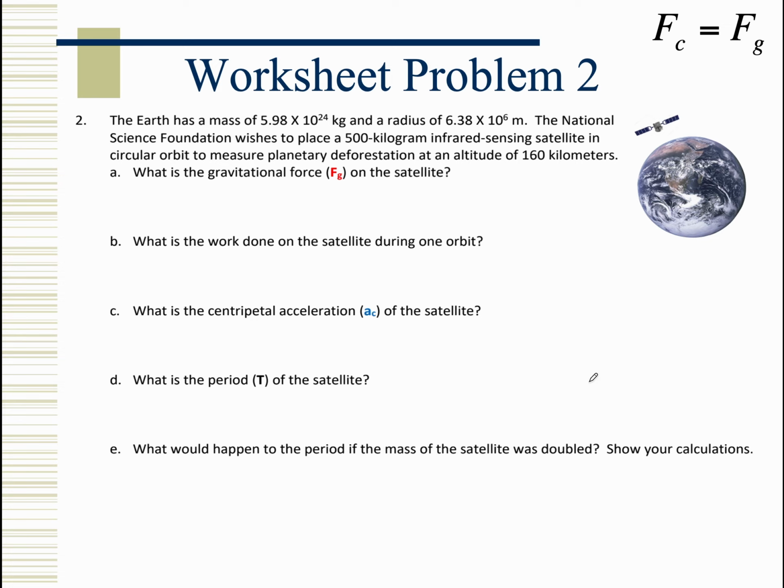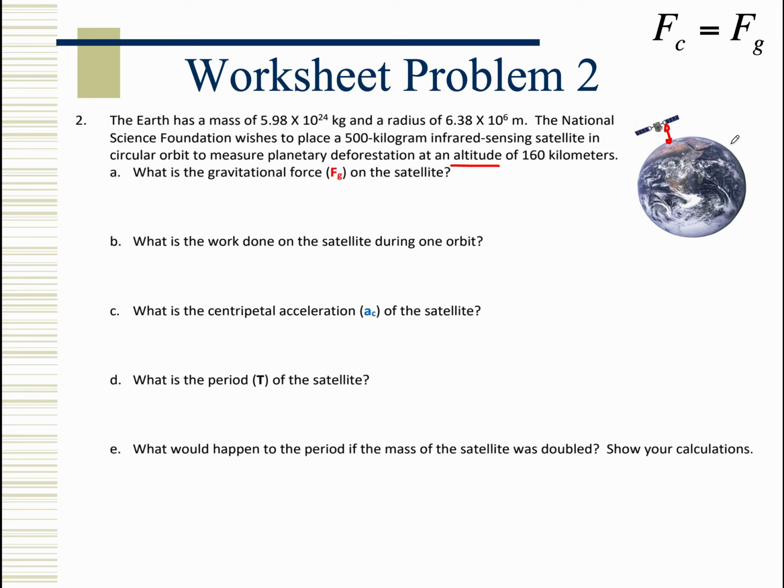On your worksheet for tonight, you've got a couple of problems. I just want to do one of them with you. They're all dealing with orbits. Take a look at this. The Earth has a mass of this and a radius of that. The National Science Foundation wishes to place a satellite in circular orbit to measure planetary deforestation at an altitude, notice, be careful of that word, of 160 kilometers. That's the distance between the Earth's surface and the satellite, not to scale in the drawing.